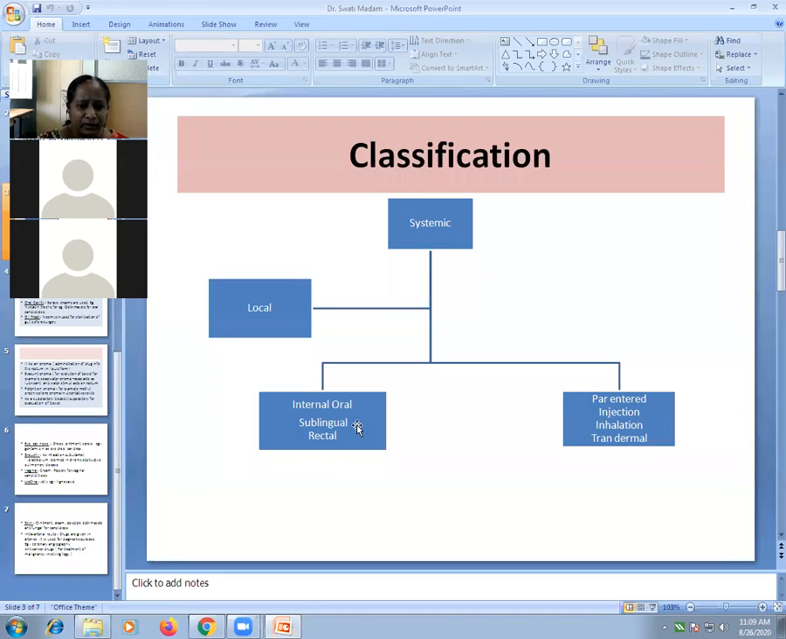I have told you the oral route, its advantages and disadvantages. Now we will see the sublingual route. What is the sublingual route? The tablet is kept below the tongue and absorption occurs through the buccal mucosa into the systemic circulation, and systemic action occurs.